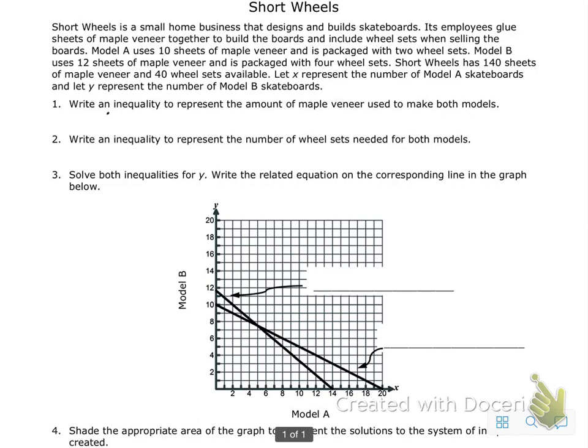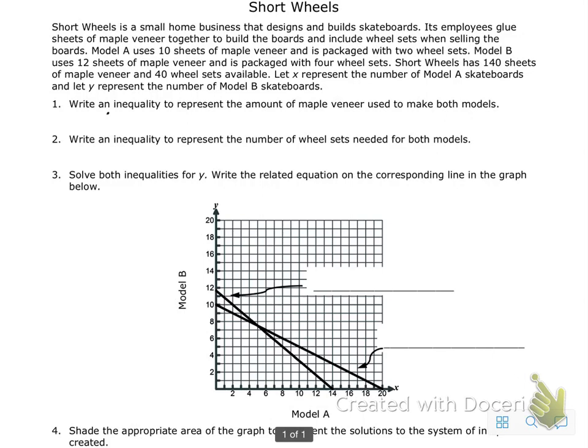Short Wheels has 140 sheets of maple veneer and 40 wheel sets available. Let X represent the number of Model A skateboards, and let Y represent the number of Model B skateboards. So, X and Y are models A and B, which means that number 1 tells us to write an inequality to represent the amount of maple veneer used to make both models.